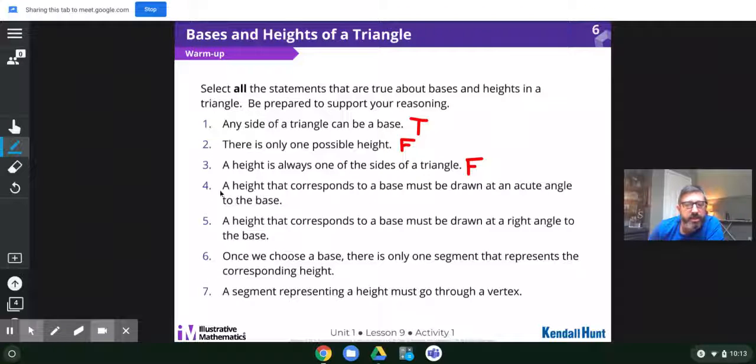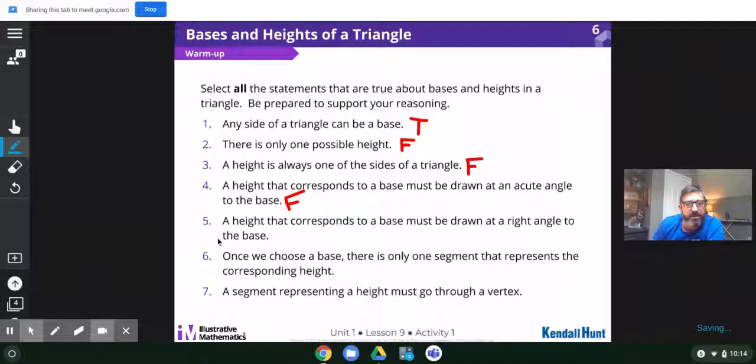So number 4 here, a height that corresponds to a base must be drawn at an acute angle to the base. So what is an acute angle? Does anybody know what that is? If not, it's okay. We haven't talked about that. So an acute angle is any angle that's less than 90 degrees. So is that the line segment that we draw to the opposite vertex, what kind of angle is that? If it's perpendicular to the base, do we know what kind of angle that makes? Right. A right angle, that's exactly right.